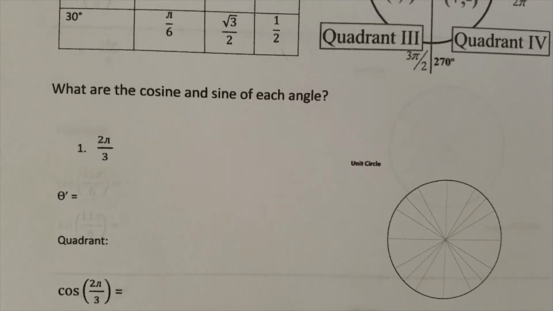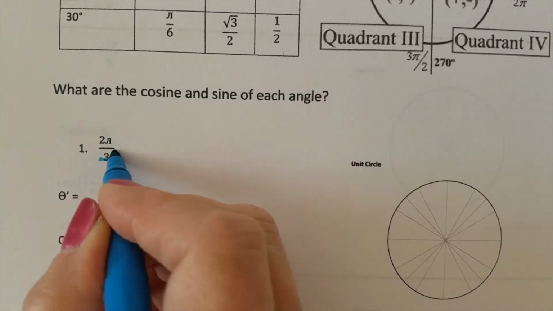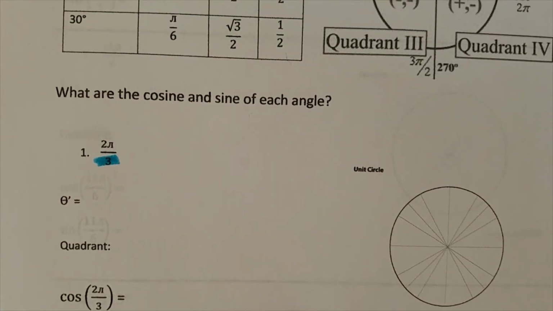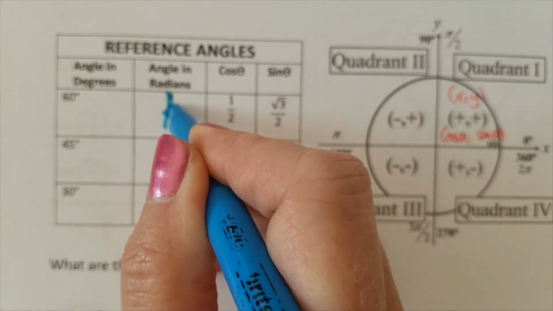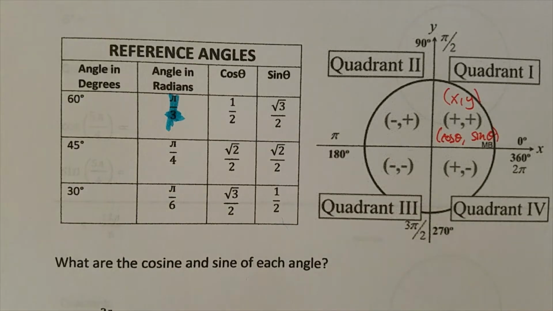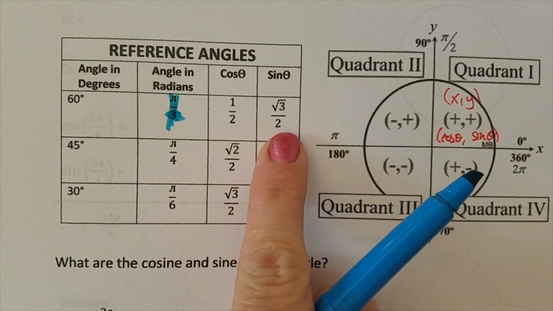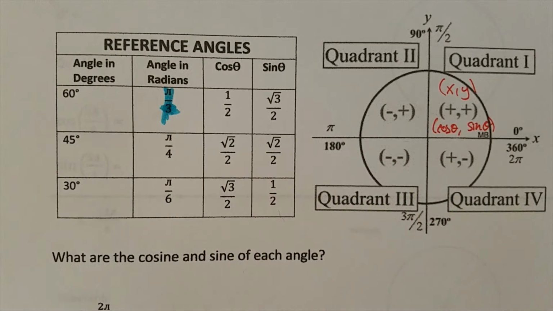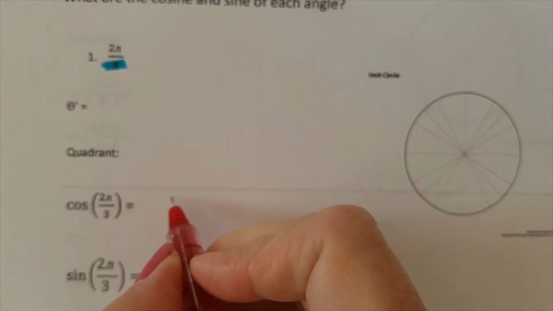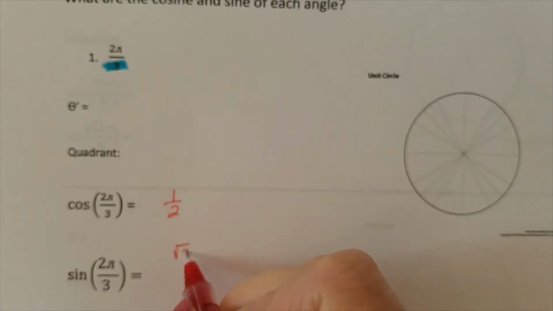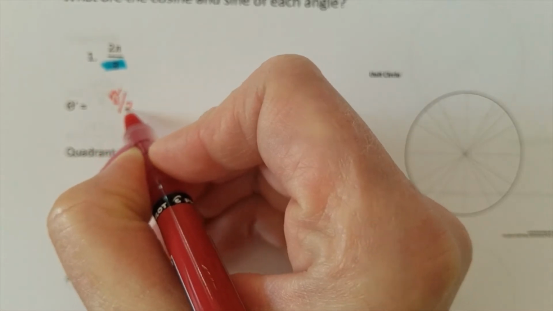To determine your reference angle, it is as easy as this. Do you see how you have a 3 here in your denominator? That means your reference angle is pi over 3. And if my reference angle is pi over 3, the value of cosine is 1/2 and the value of sine is square root 3 over 2. So we know 1/2 and square root 3 over 2. My reference angle I said was pi over 3.